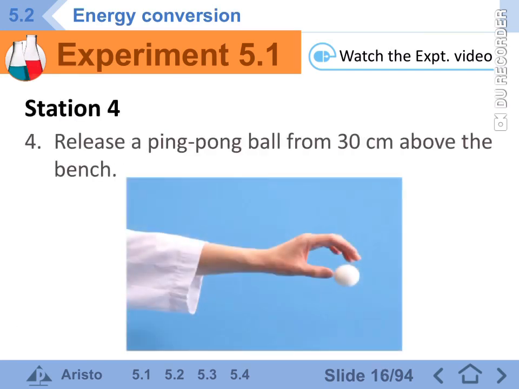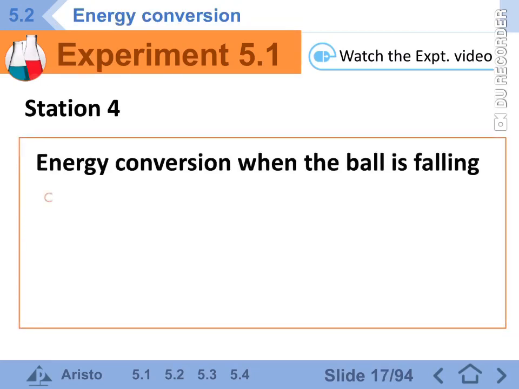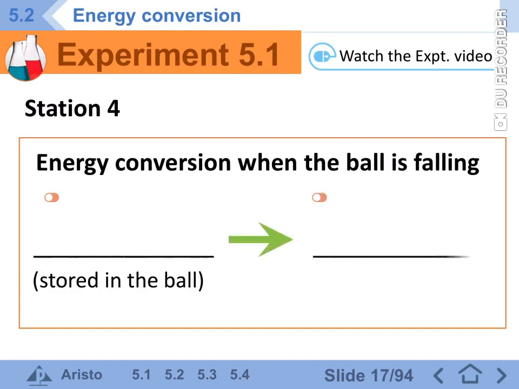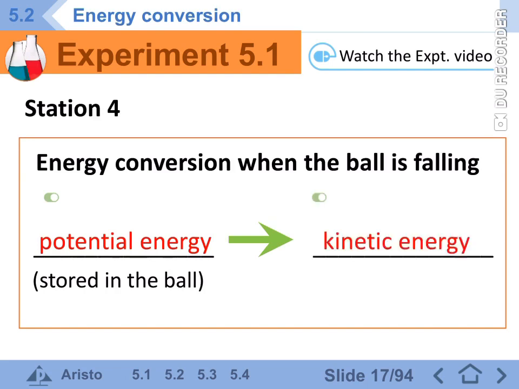And the next experiment is the release of a ping pong ball. Okay, so in here, the ping pong ball is at the height of 30 centimeters, and that is the potential energy, because we raise it to 30 centimeters, then we release it. When you see the ball is bouncing, it's moving, right? So when it moves, it's converting the potential into kinetic energy.